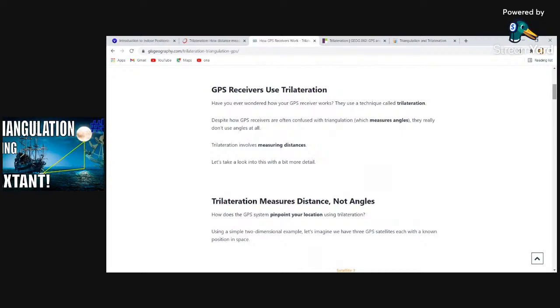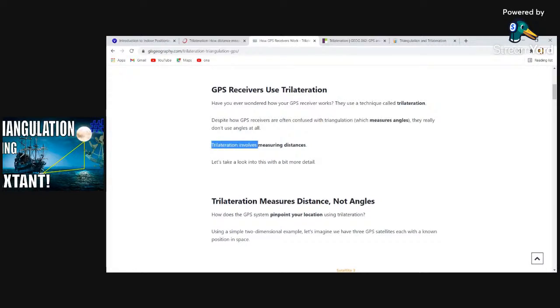If you ever wonder how GPS receivers work, they use a technique called trilateration. Despite how GPS receivers are often confused with triangulation, which measures angles only, there it is. Triangulation uses angles. So GPS receivers don't use angles at all. So why are we talking about something that doesn't use angles? Because that's what we're doing when using the sextant. It's an angle measuring device.